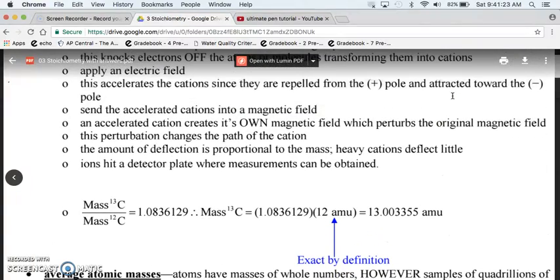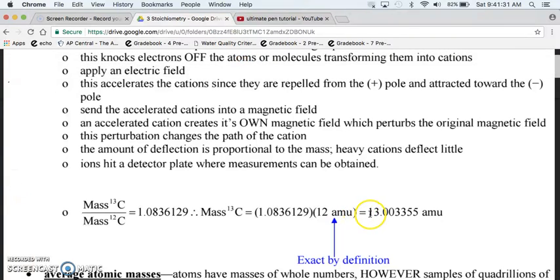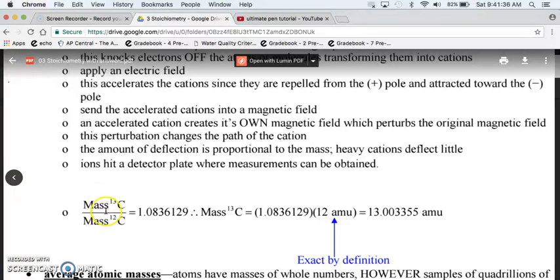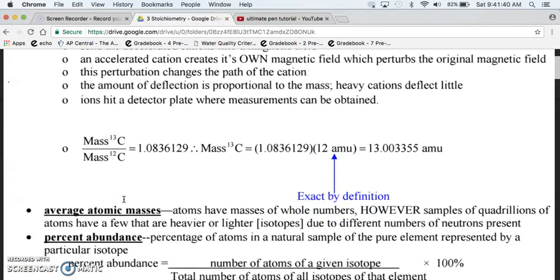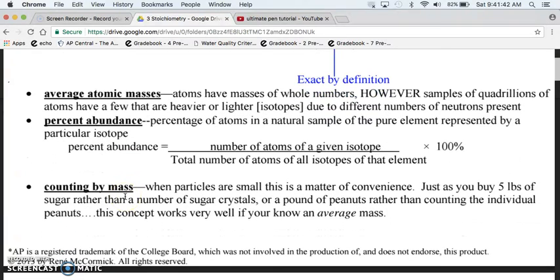Okay. And you can see here how they define how we got carbon 13's mass. It was based off of a deflection ratio. That's how you get this 13.003355 AMU. It's based off of the ratio of deflection. Probably not going to do that in this class. All right, average atomic masses.